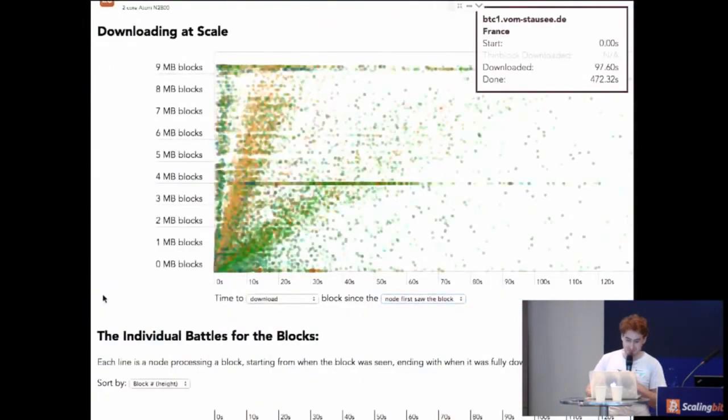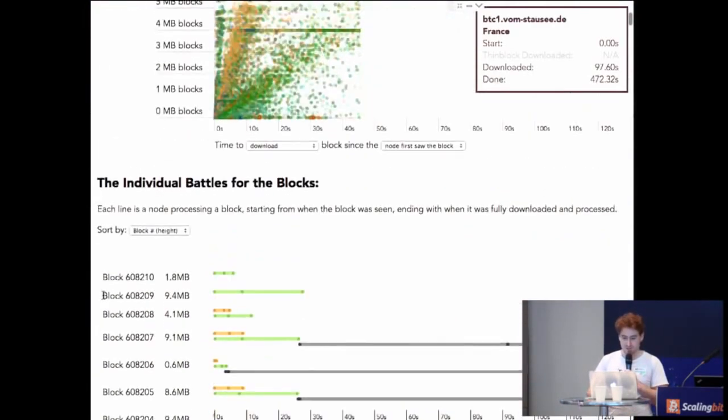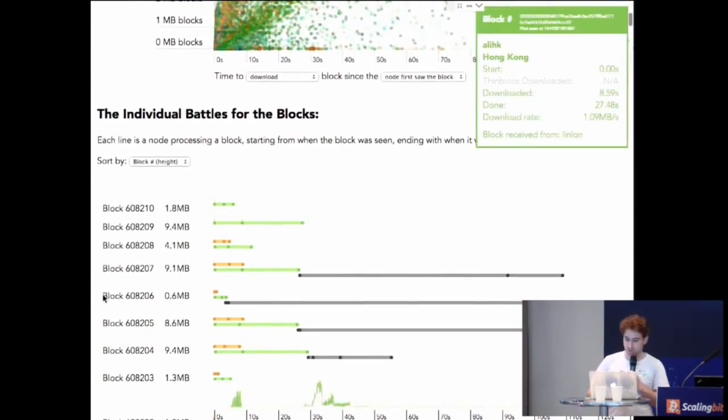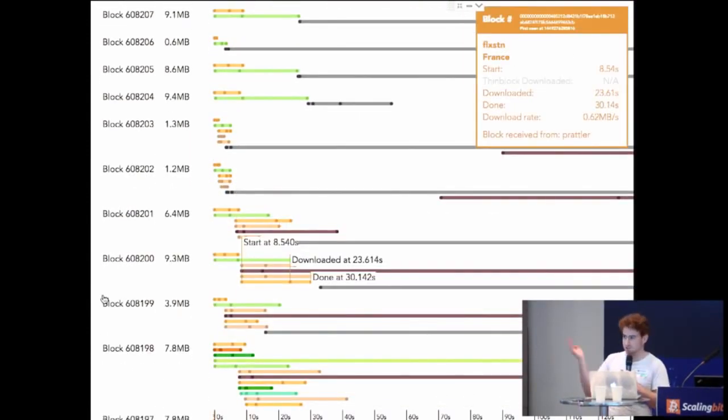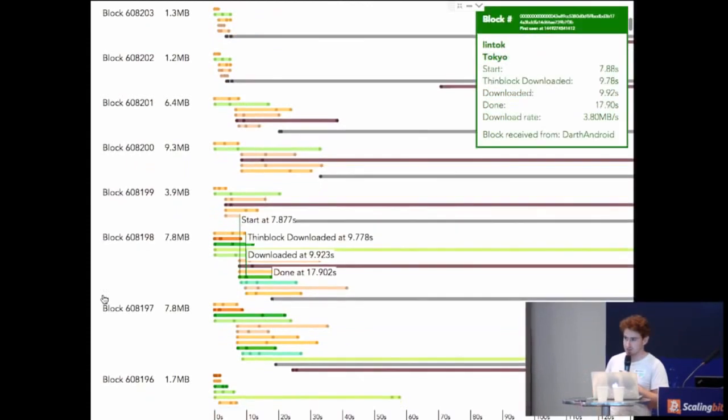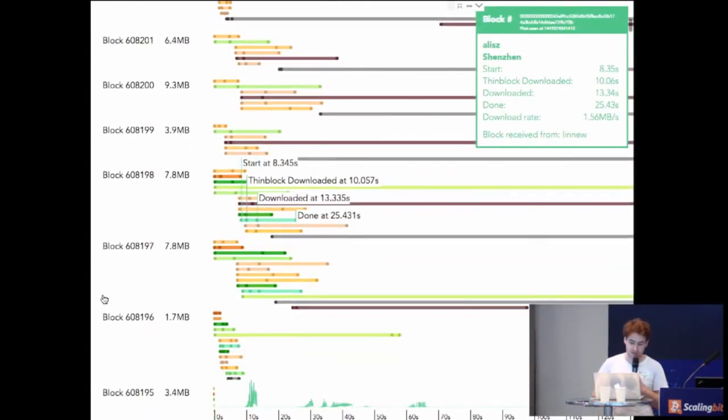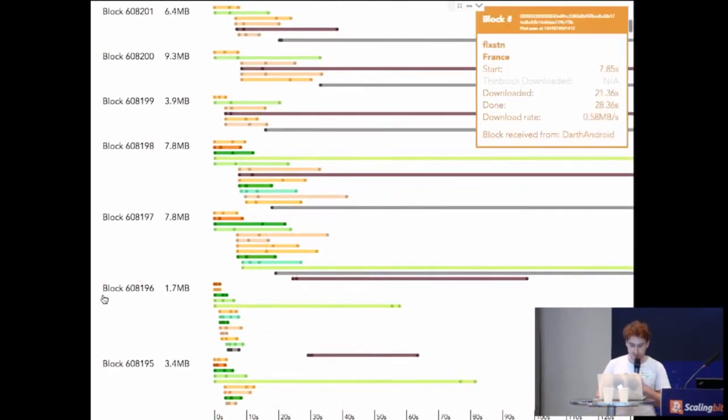Once you get around to it, you can play around with this. There's a lot of different options on here. But now we're going to get into the individual blocks. The ones at the top, we don't actually have data for all the machines just because of how long it takes to upload the multi-gigabyte log files. But down here, we've got data for most of our nodes.